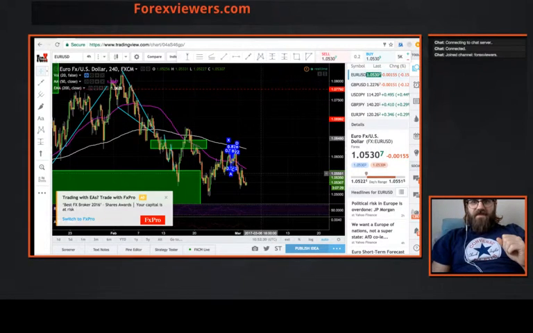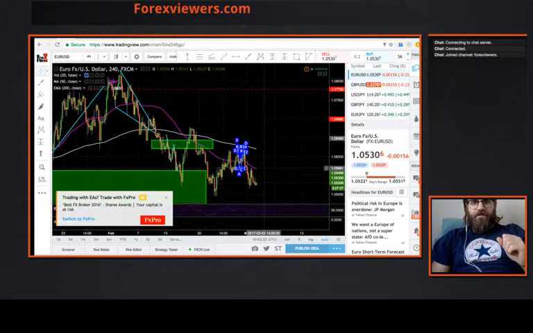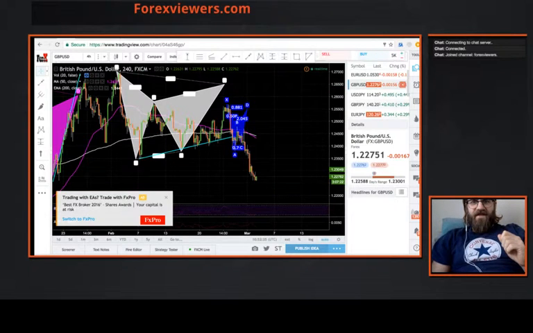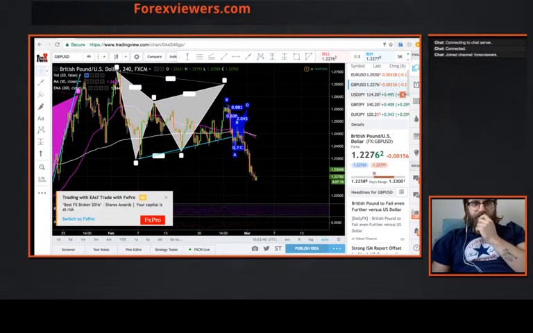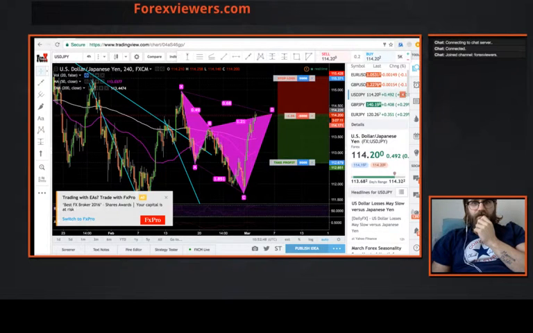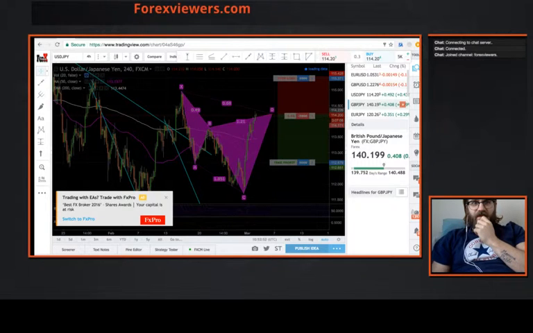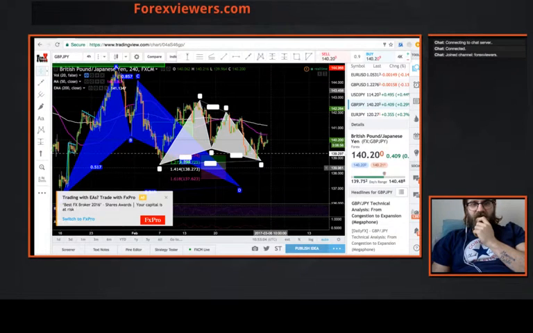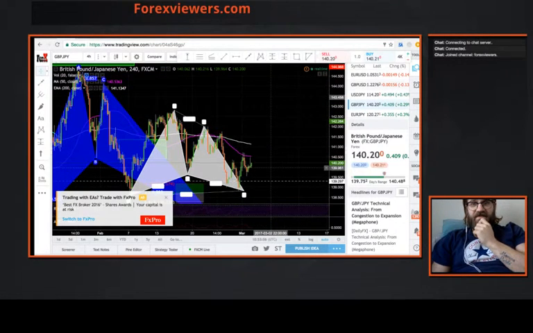Not much more on my radar so far. Not much has happened since yesterday. We've just been continuing on the same path as we were yesterday. So I can run over this pretty quickly here. The pound yen, the Gartley pattern, I didn't get involved. I was waiting for the bat pattern here, so that's still valid when and if it does go lower.